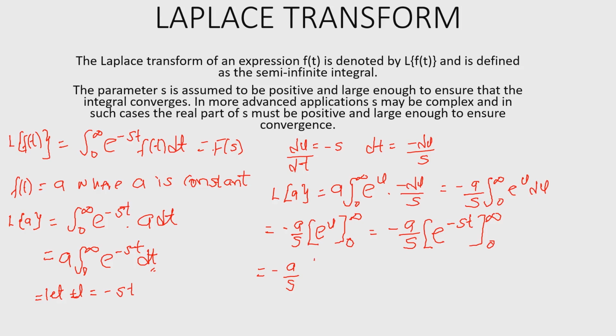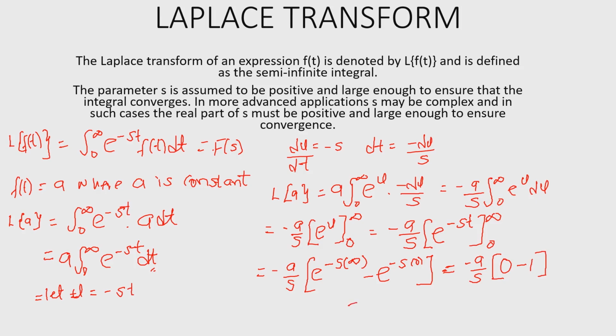So now what are you going to do? You're going to have e raised to the power of minus s into infinity, then minus e raised to the power of minus s into 0. Okay, so which is going to be minus a over s into, this will give you 0, then minus s times 0 is equal to 0, then e raised to the power of 0 is going to give you 1.